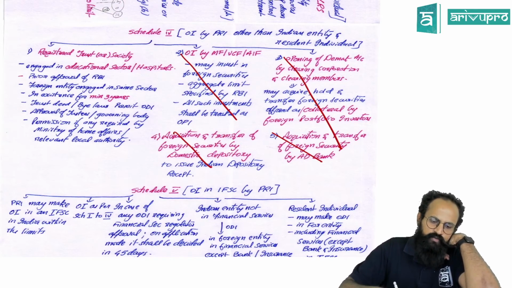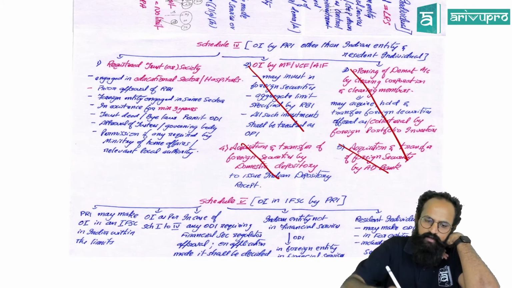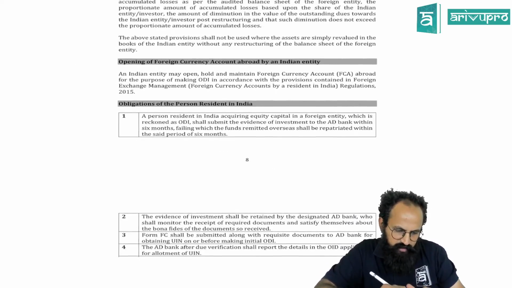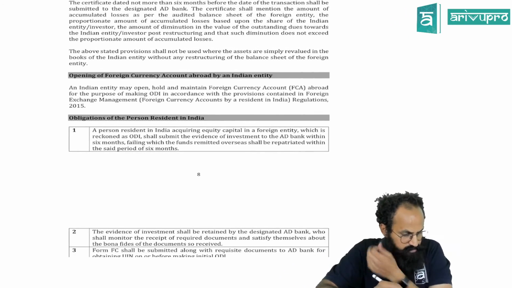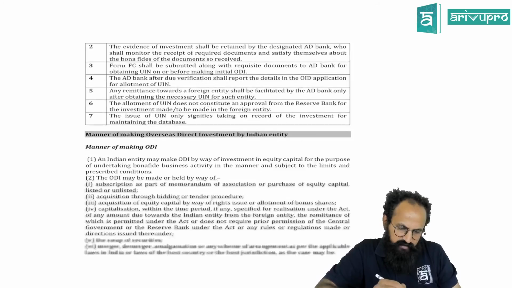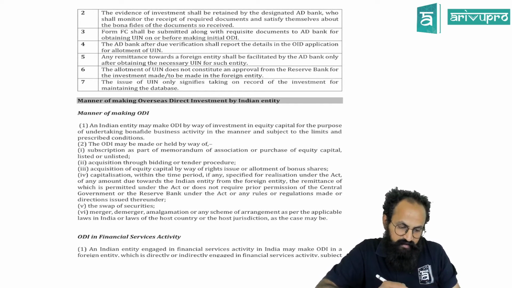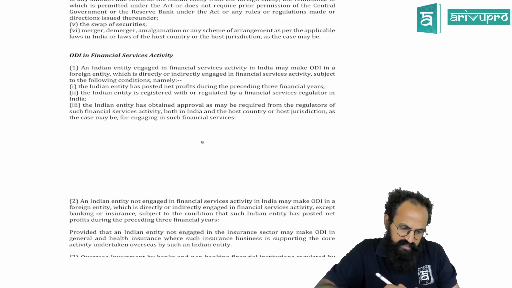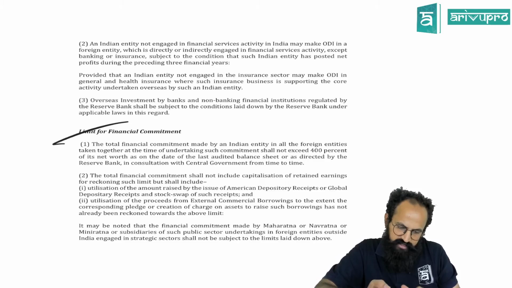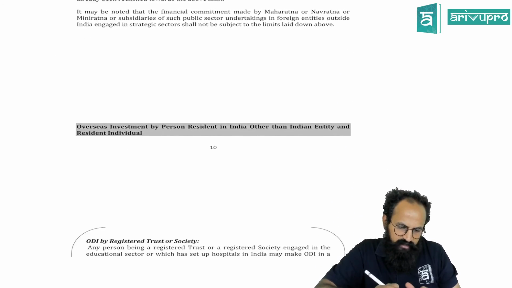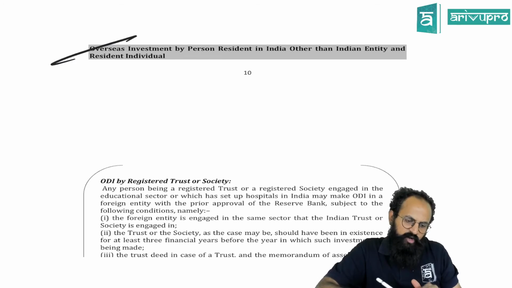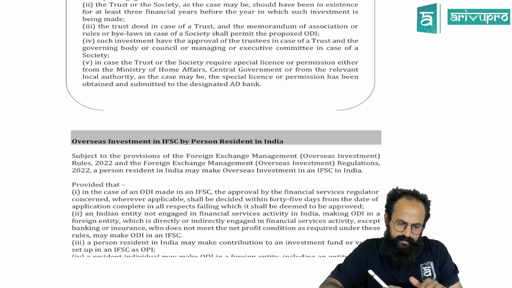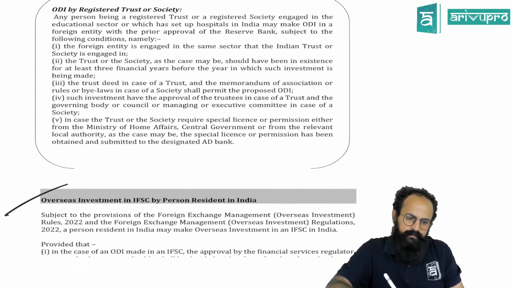Okay, sir, Schedule 4. Now, what does Schedule 4 say, people? Pricing guidelines we saw, transfer, liquidation we saw, restructuring we saw, obligation of Indian entity we saw, obligation of PRI we saw. What is obligation of PRI? That within 6 months you have to give evidence, no? Manner of making ODI by Indian entity we just saw, no? Financial service sector we saw, limit for financial commitment we saw, 400%. It includes, excludes we saw. Now we are seeing overseas investment by PRI in India other than Indian entity and resident individual. Next is IFSC. Okay, done.